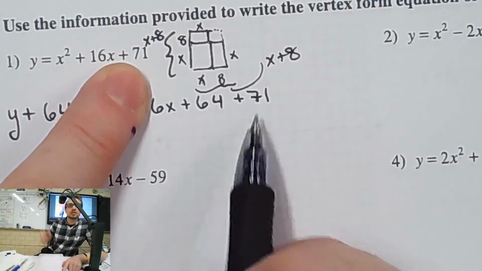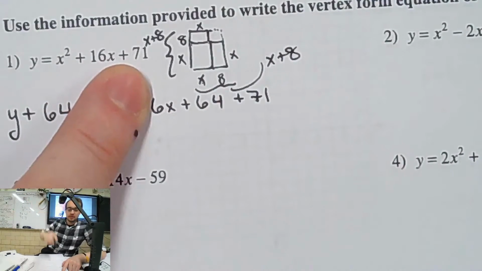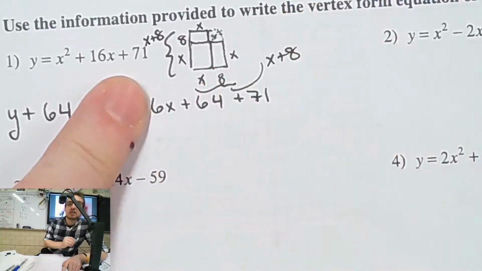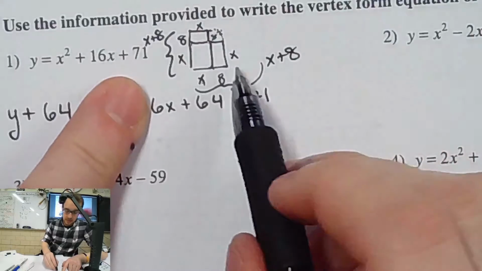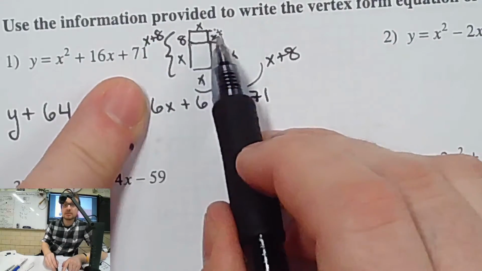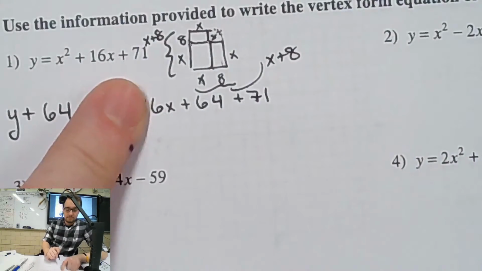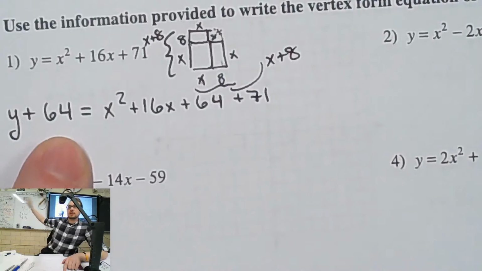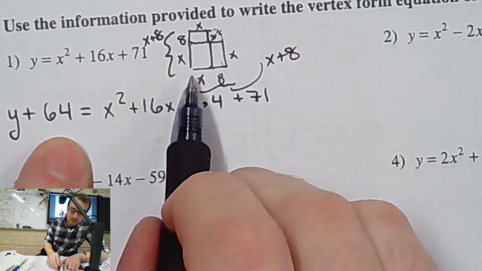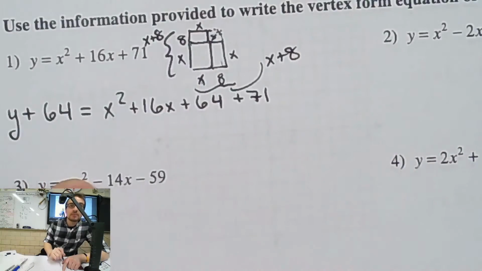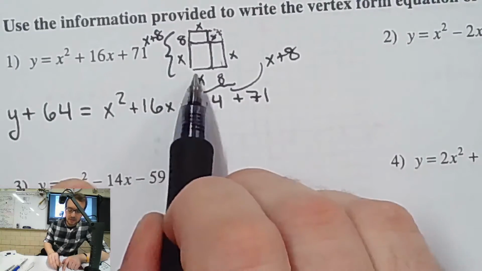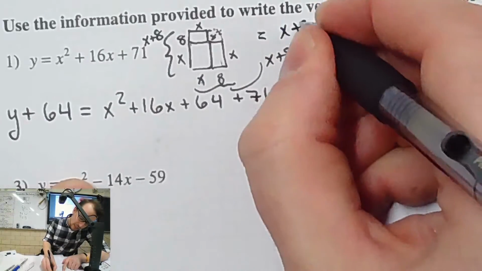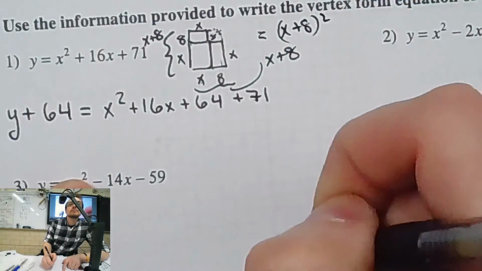The 71 we're just going to stick on the outside. We're not trying to make that perfect, okay? What's left over we need is 8 squared. Does everybody see why that's 8 squared? Yes. Because it's 8 by 8. Okay. So we add 64 to both sides. I'm just sticking the 71 on the end. I don't care about that. Okay. What are the dimensions of our square? x plus 8, right? That's how big that side of the square is, by x plus 8. So the whole thing is going to be equal to x plus 8 squared.